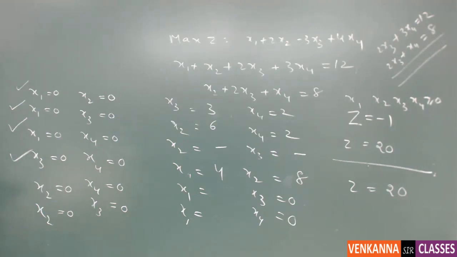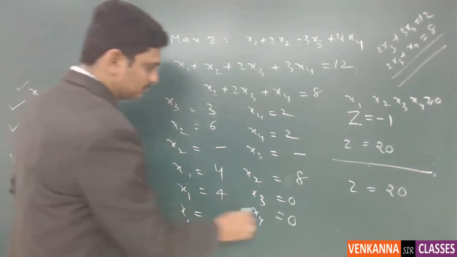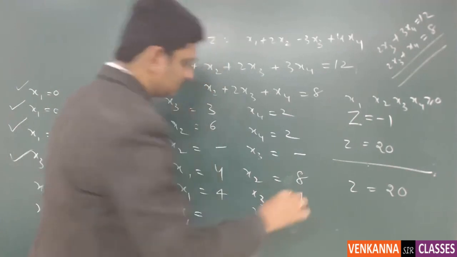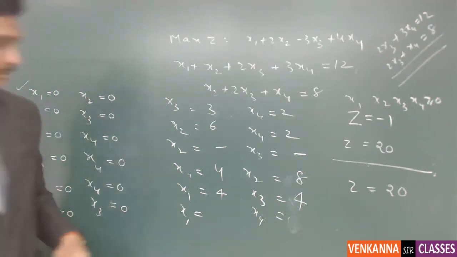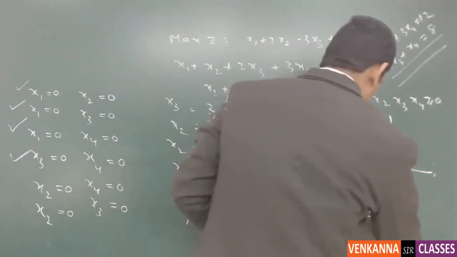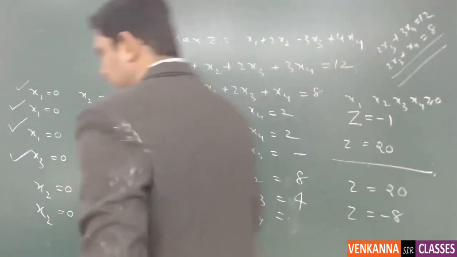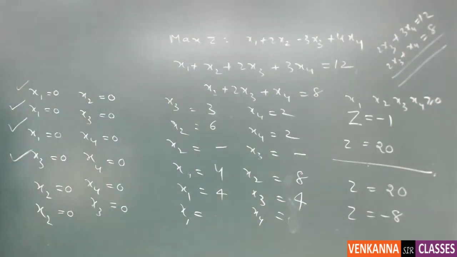4, 4, right? Then what will be the value there? -8. Fine. And then the last option. -12, 8. Are they correct? -12 and 8.